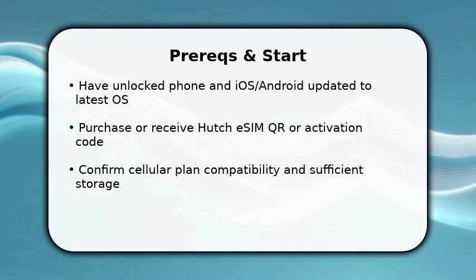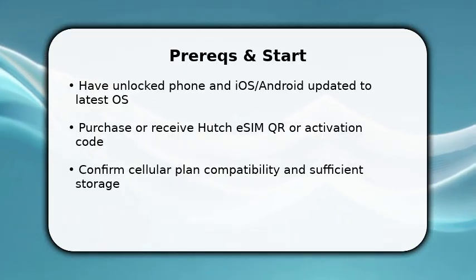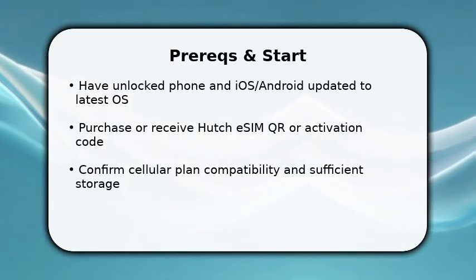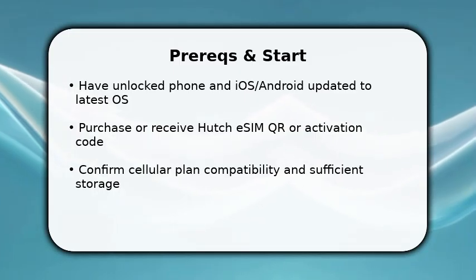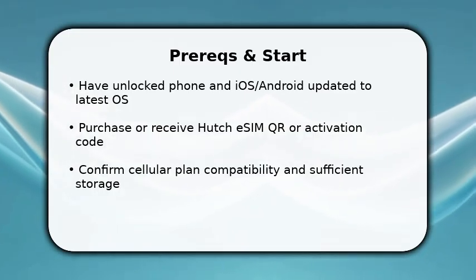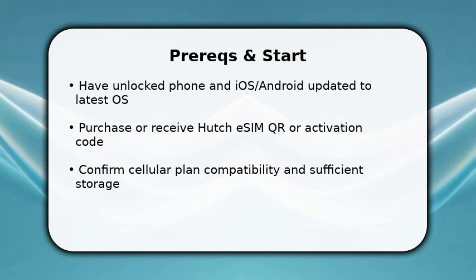Once scanned, give the plan a clear label like Hutch so you know which line you manage. Make sure Wi-Fi is on during activation to fetch profile files. This step registers the eSIM profile on your device.